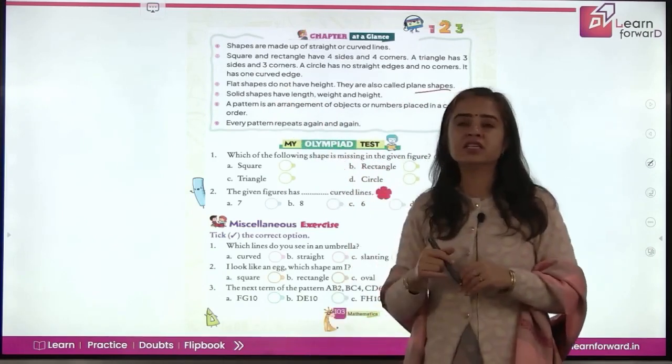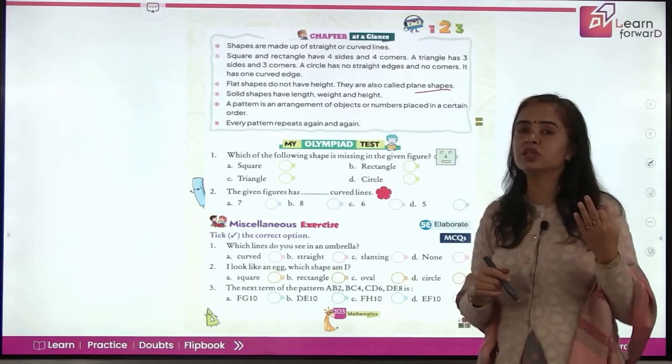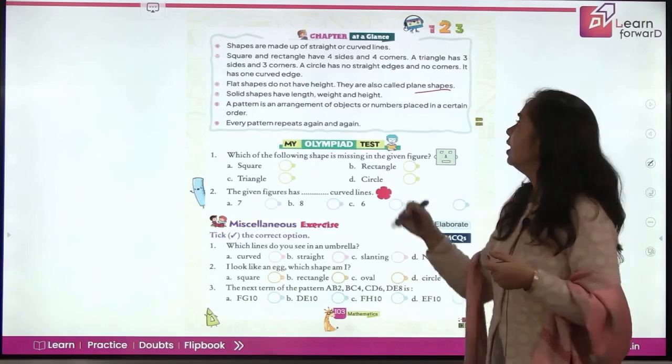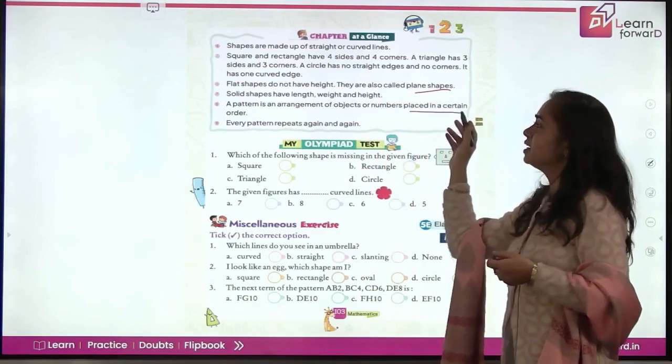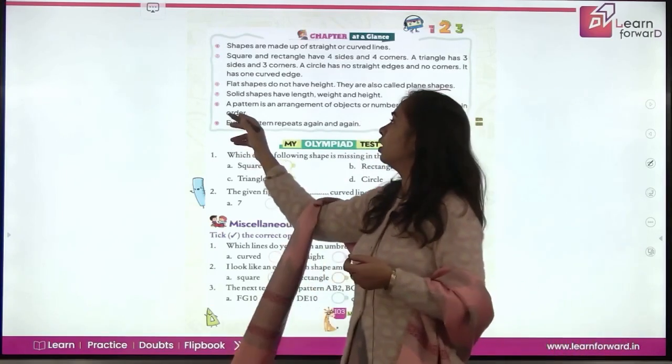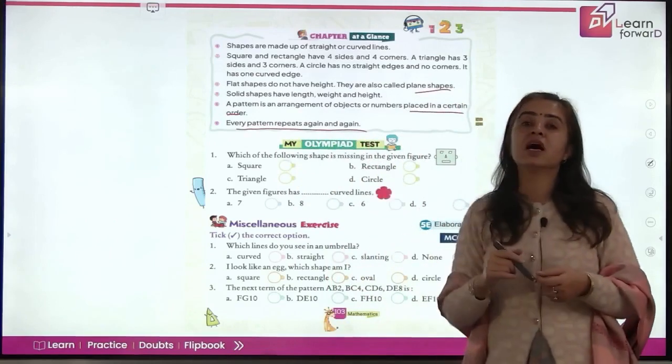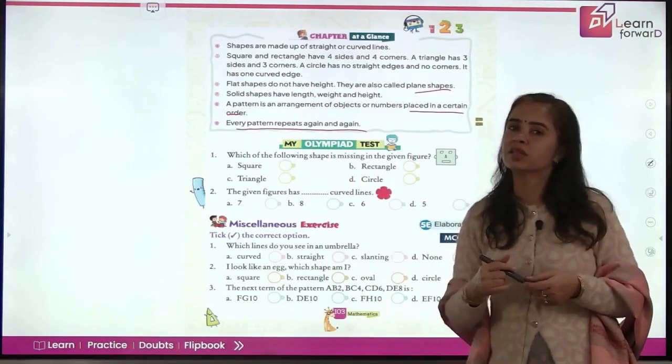Now, solid shapes are called 3-dimensional or 3D shapes. They have length, breadth and height also. A pattern is an arrangement of objects or numbers placed in a certain order, and every pattern repeats again and again in some way or the other.